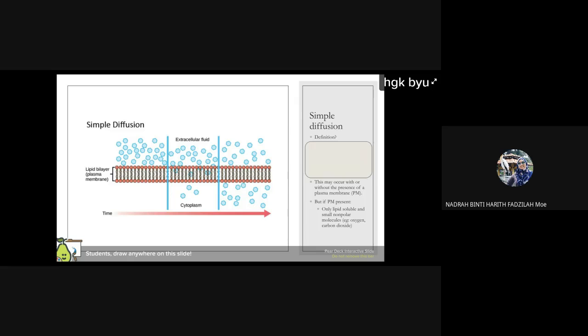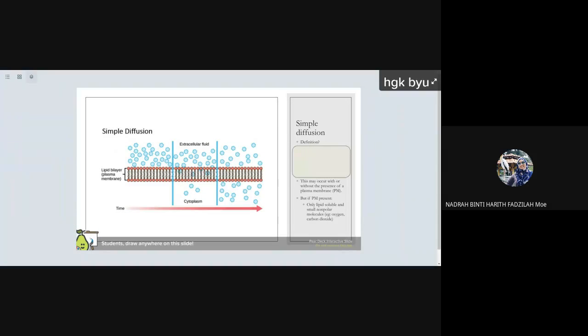Okay, can you find the definition for simple diffusion? Okay, Naim, what do you think? Atif, what do you think? Okay, Maisara tak ada. Okay, Aish, Haikal, what do you think Haikal? Iza, Damia, what do you think? Apakah maksud simple diffusion? Is it a process?